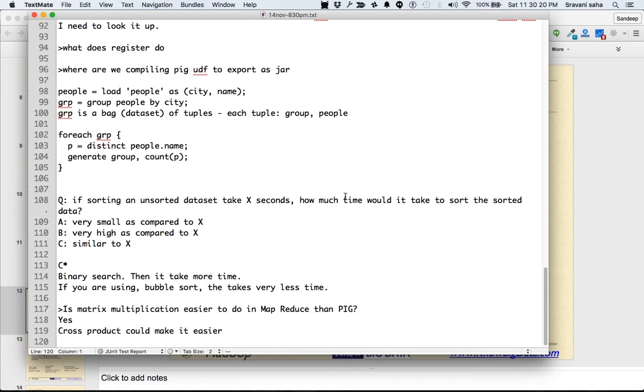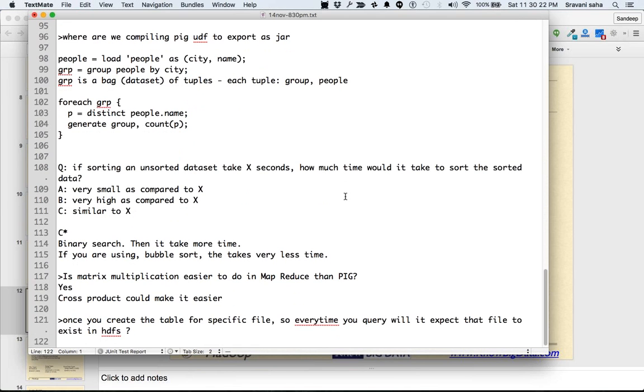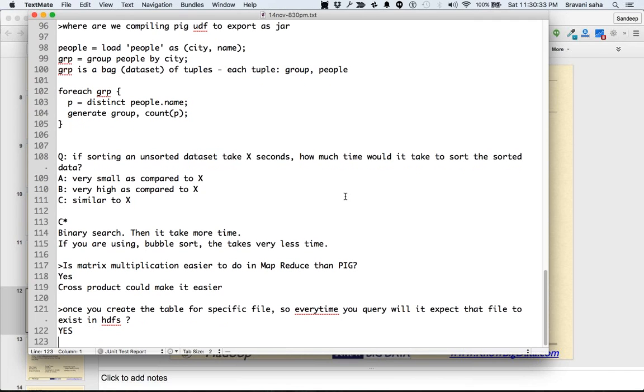There's a question from Randhir. Once you create a table for a specific file, every time you query, will it expect that file to exist in HDFS? Yes, very good question. If the file has been deleted, it will say there are no records in the table. A table in Hive is basically a window into the file. In case the file gets deleted, there will be no records in the table.